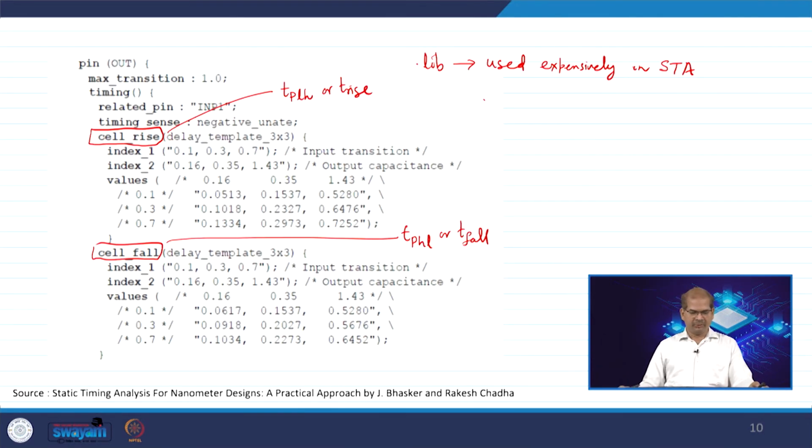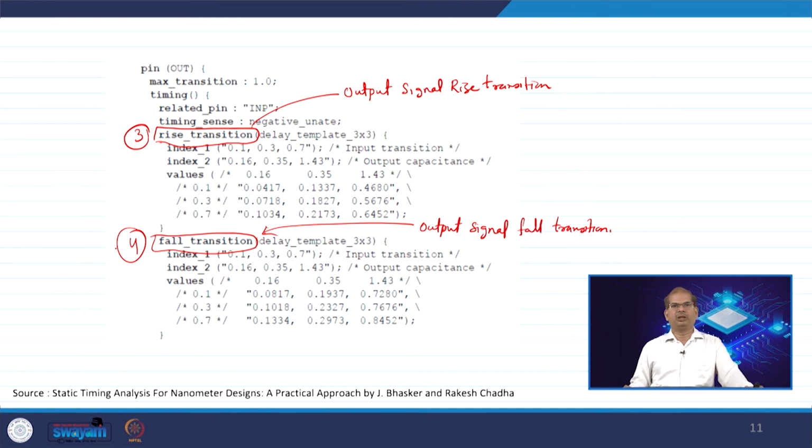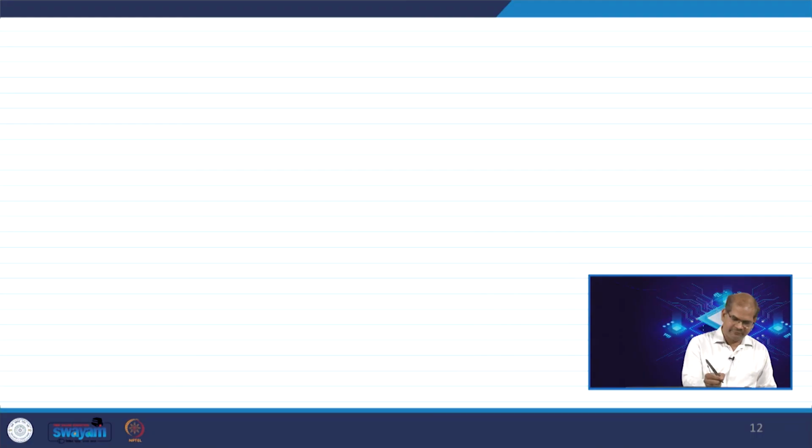So, that is why, whatever I showed you, cell rise is one parameter, cell fall is another parameter, then rise transition is the third parameter, and fall transition is the fourth parameter. That is needed for each gate to be characterized and stored in a table, then the STA tool will use that to do the timing analysis. So, let us take a path and do the timing analysis.